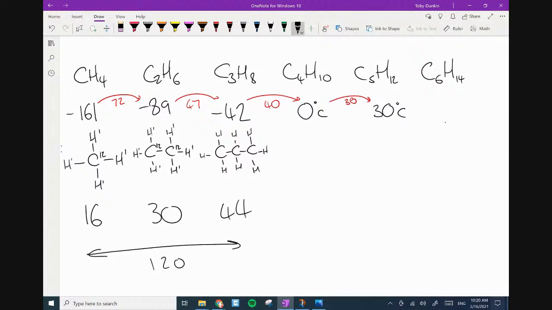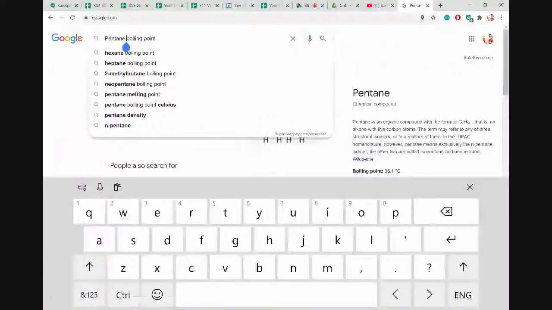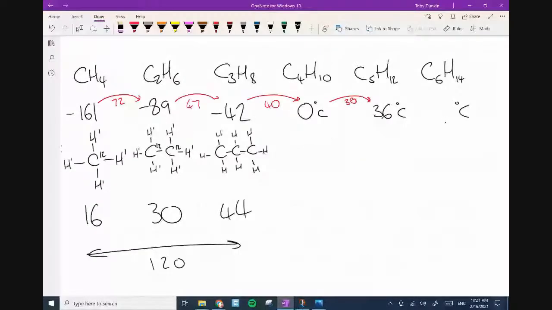Yeah, I'd say that's reasonable. I've no idea. What's pentane? Haven't got a clue. Pentane. 36. I like it. So then hexane. 70. I like it. Cool.